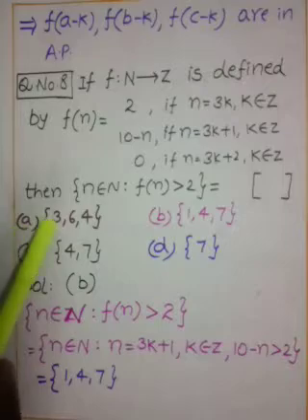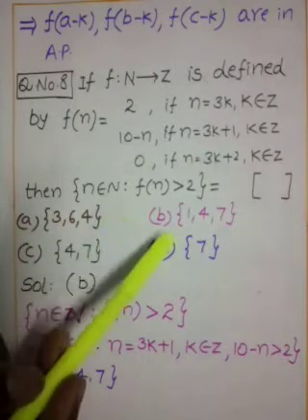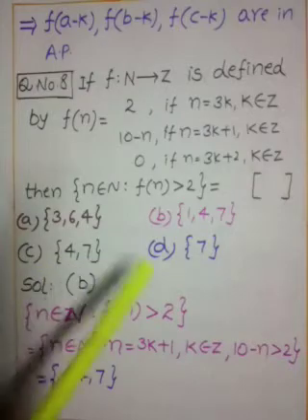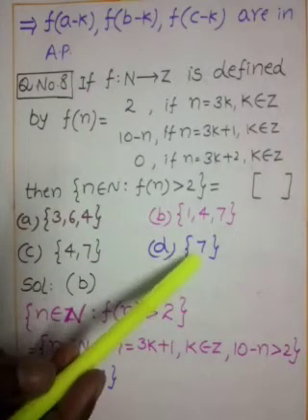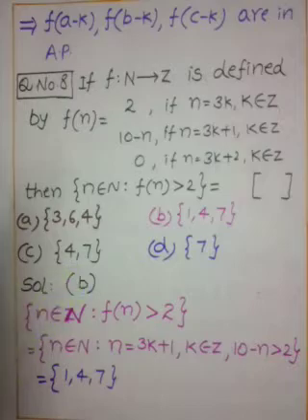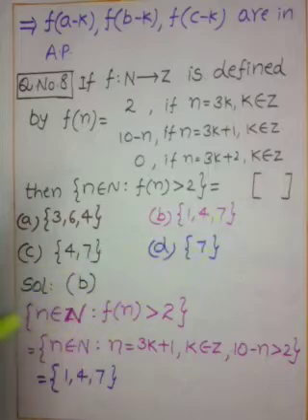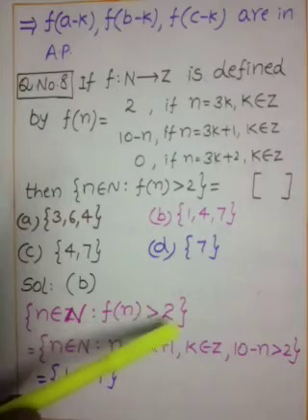The first option is 3, 6, 4. Second option 1, 4, 7. Third option 4, 7, and fourth option is set 7. In these four options, the second option is correct. That is the set 1, 4, 7. Let us see the explanation. Set of all n belongs to N such that f of n is greater than 2.